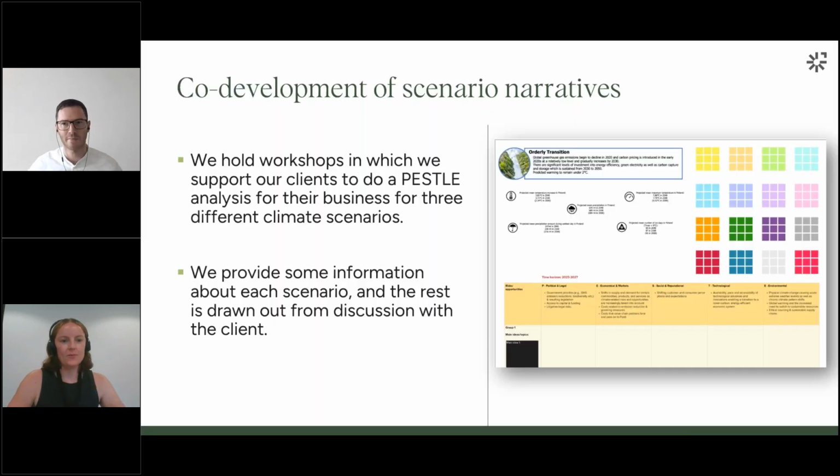So we work with clients to co-develop a scenario narrative that is specific to them, holding workshops in which we support them to do an adapted PESTEL analysis for their business for 3 different climate scenarios, and we hark back to the TCFD recommendations that Sam touched on about the scenarios being plausible, distinctive, consistent, relevant, and challenging, and that will look different for each client, right? So we start off by providing a bit of information about a range of scenarios, and then the rest is drawn out from discussion with the client. Next slide.